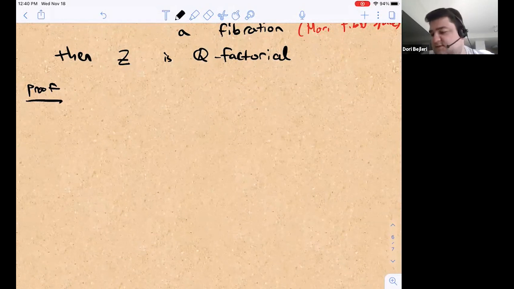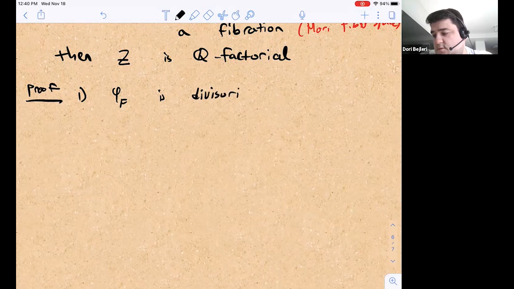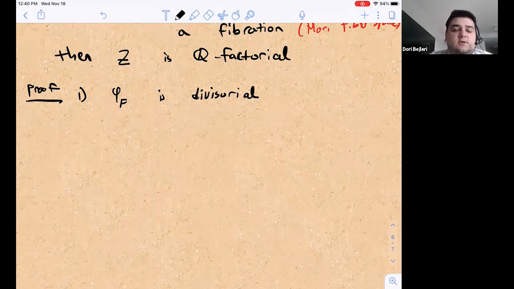So let's just do the 2 cases separately. So in case 1, phi F is divisorial. We want to show that any Weil divisor on Z is actually a Cartier divisor, and we're going to use the fact that we know which divisors on X, which line bundles on X, descend to line bundles on Z. So we're just going to show that whatever our B is downstairs, it's linearly equivalent to something that's descended from a line bundle upstairs, and so it has to actually be Cartier or Q-Cartier.